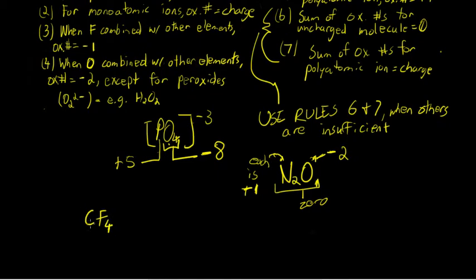I'm going to look at CF4. This is a tetra-substituted methane. And again, this is an uncharged molecule. So the sum of oxidation numbers must be 0. And we look at rule 3 here that says when fluorine is combined with other elements, its oxidation number is -1. So we have 4 of those, right? So 4 times -1 is -4. This all adds up to 0, so carbon has to be +4, has to have an oxidation number of +4.